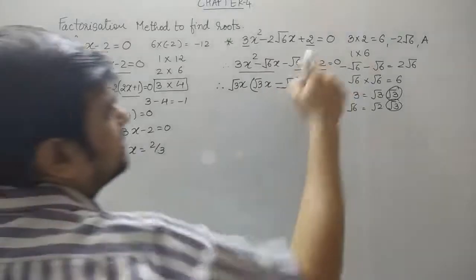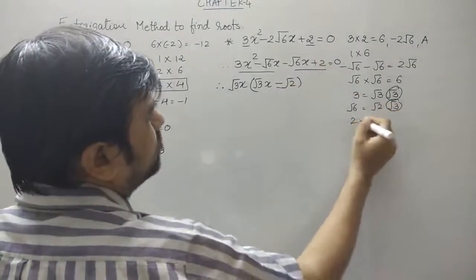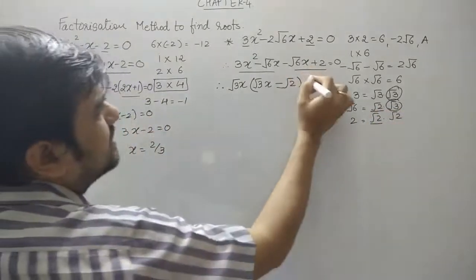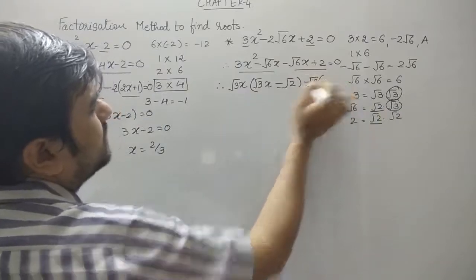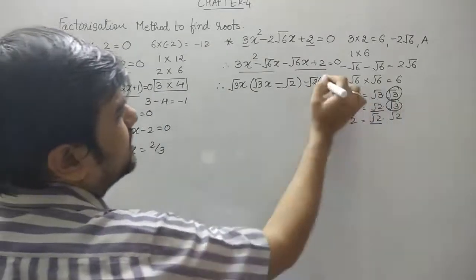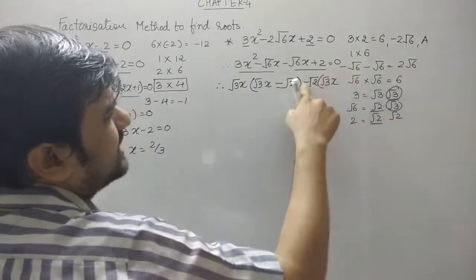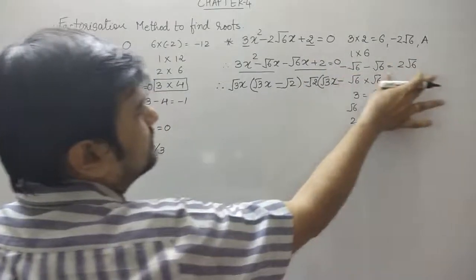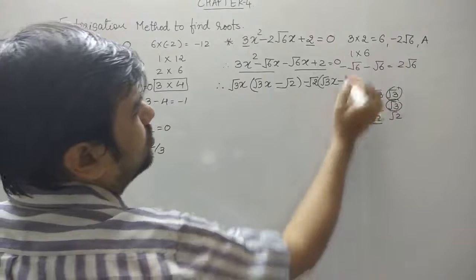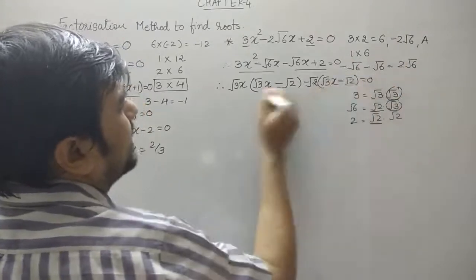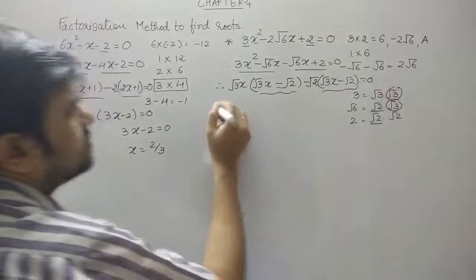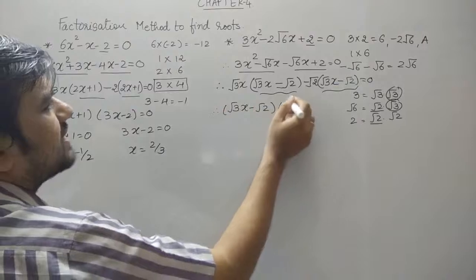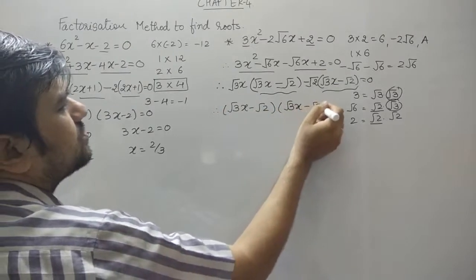The same we have to do here. Root 6 is again root 2 into root 3, and 2 can be written as root 2 into root 2. Now this time root 2 is common. The sign of the third term is minus, so I take out minus root 2 common. So it remains root 3x, and the sign has to be changed because I have taken out a minus common, so this plus becomes minus, and it is root 2. Now you can see that both the brackets we obtain are the same. So one of our factors is root 3x minus root 2, and another factor is root 3x minus root 2.